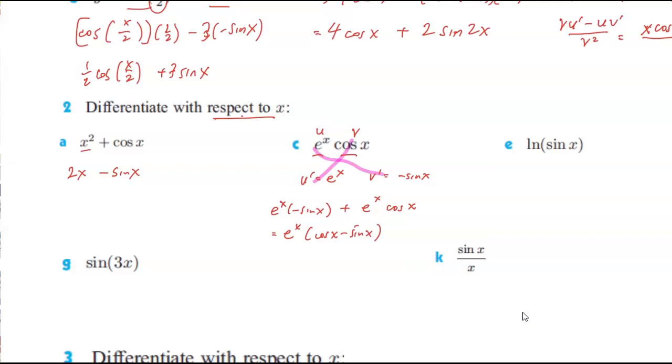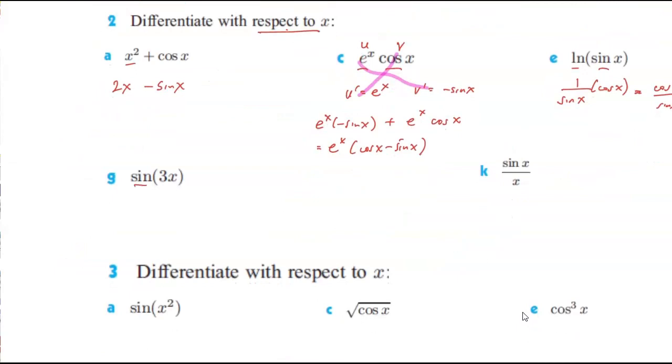Natural log of sine x. So the outside function is natural log, the inside function is sine x. First, we're going to take the derivative of the outside function, 1 over the inside function. Then we multiply it times the derivative of the inside function in the numerator. So it's equal to cosine x divided by sine x.